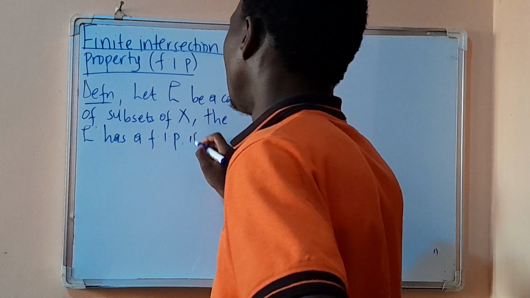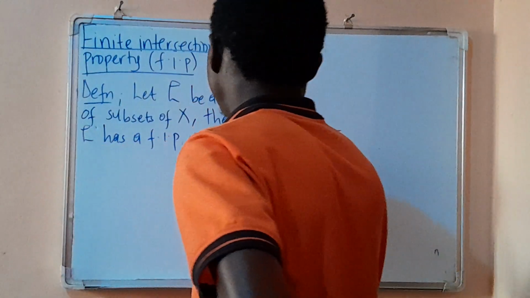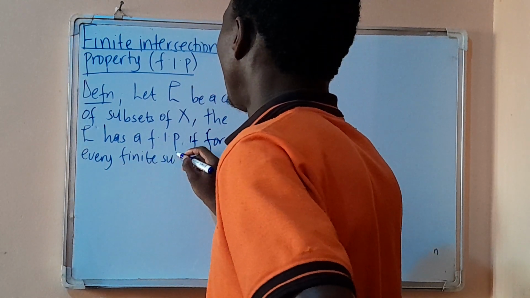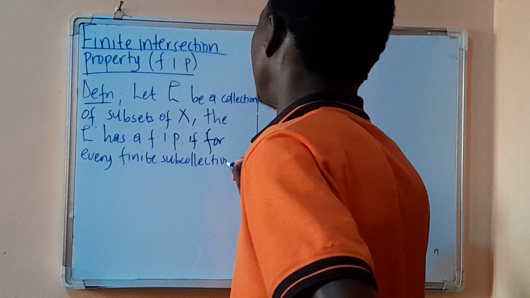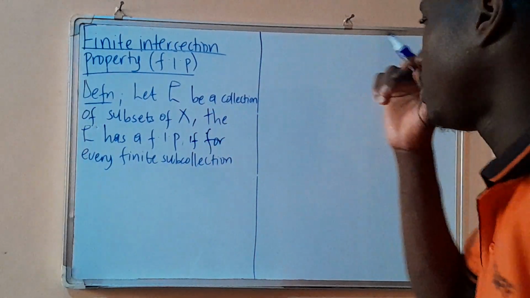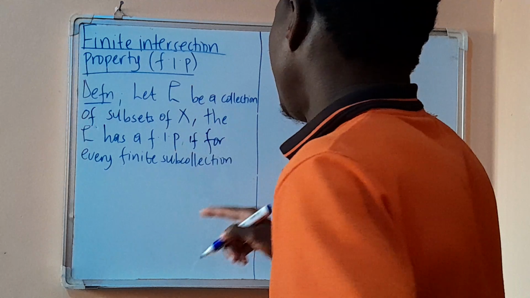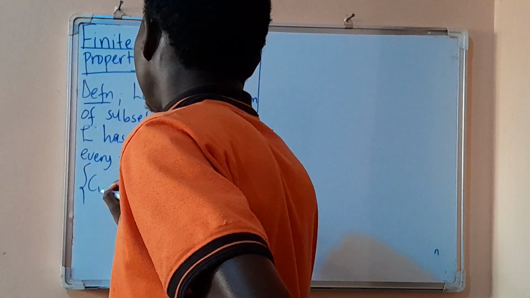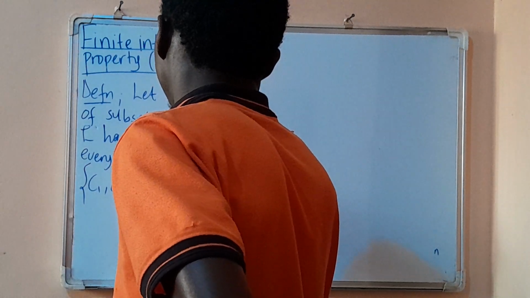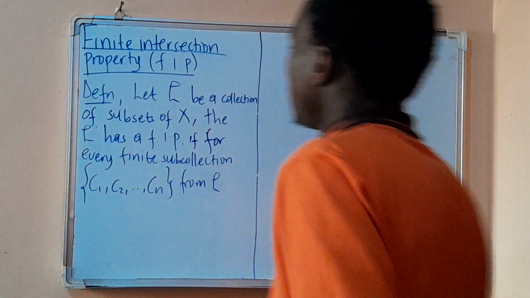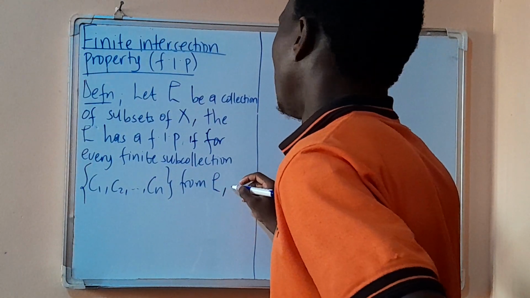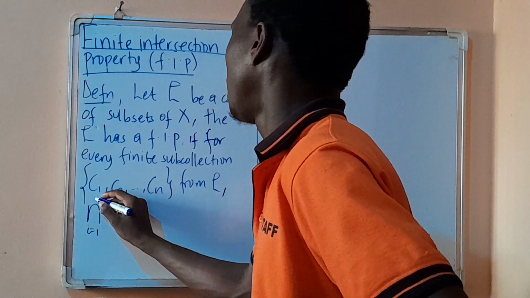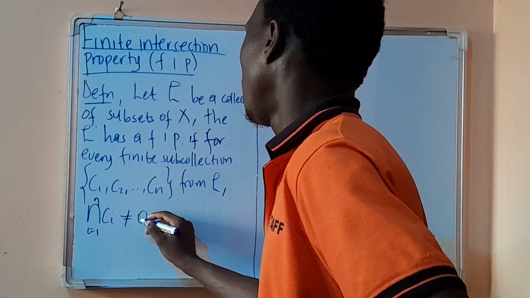if it has the finite intersection property, if for every finite subcollection of subsets from this set, the intersection of these elements, from i equals 1 up to n, C_i, is not an empty set.